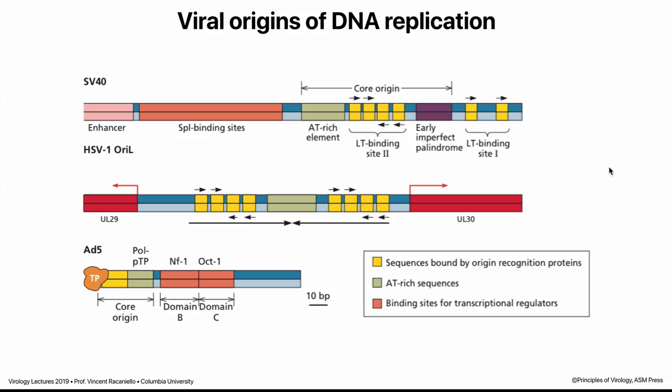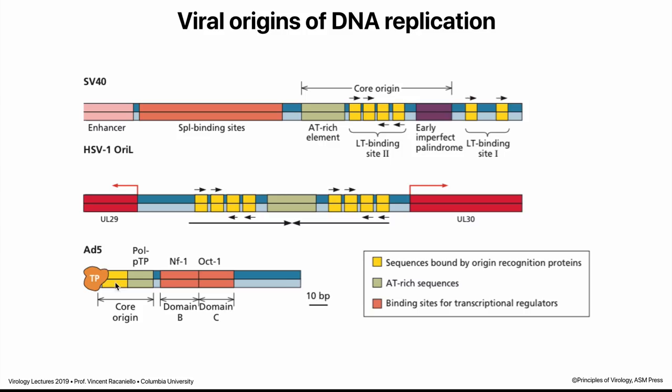This is what some of these origins look like. Here's SV40. The yellow is the sequence bound by the origin recognition proteins. So you can see SV40, there's the core origin. There are large T binding sites there and to the right as well. Same thing for herpes simplex virus, one of the origins, ORI-L, has these yellow sequences which are bound by ORI proteins. Same thing for adenovirus. The origin recognition protein, in this case, is the terminal protein that then recruits the polymerase.